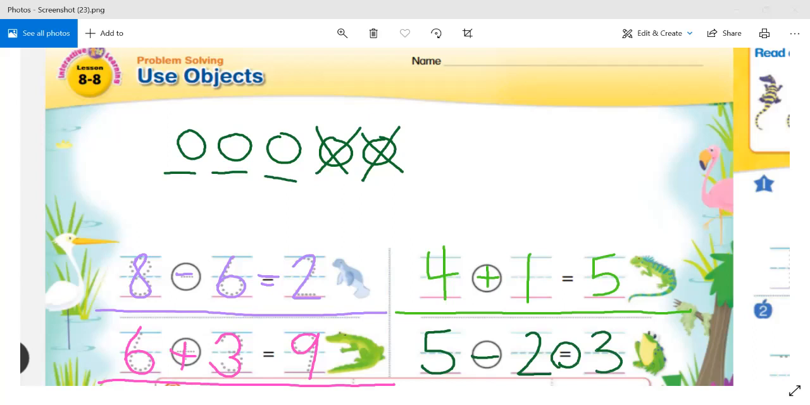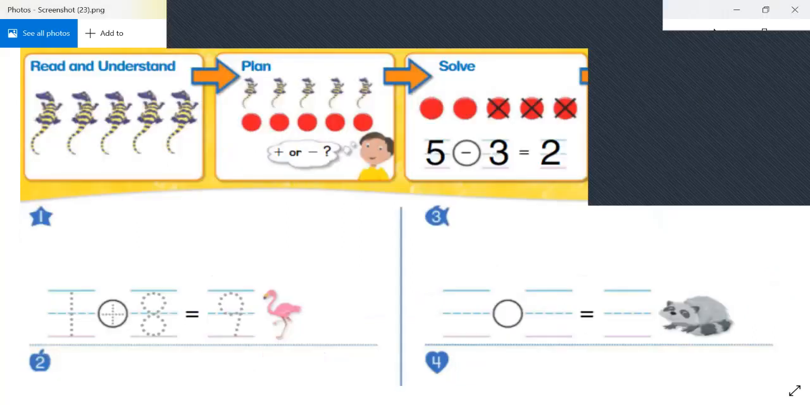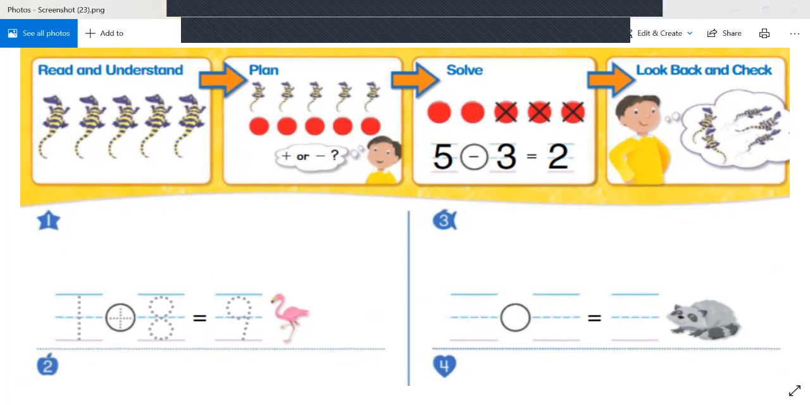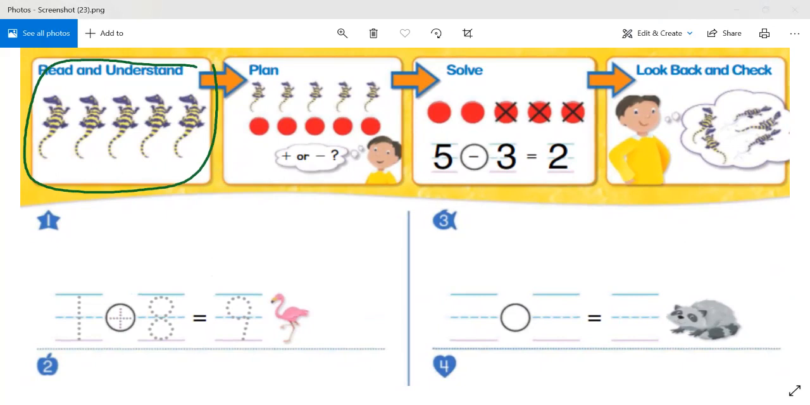Let's turn our page over. All right, let's look at our first box right here. It says read and understand. There are 5 baby alligators in the marsh. 3 baby alligators walk away. What do we need to find out? The number of baby alligators that are left. Let's look at our second box. It says plan.